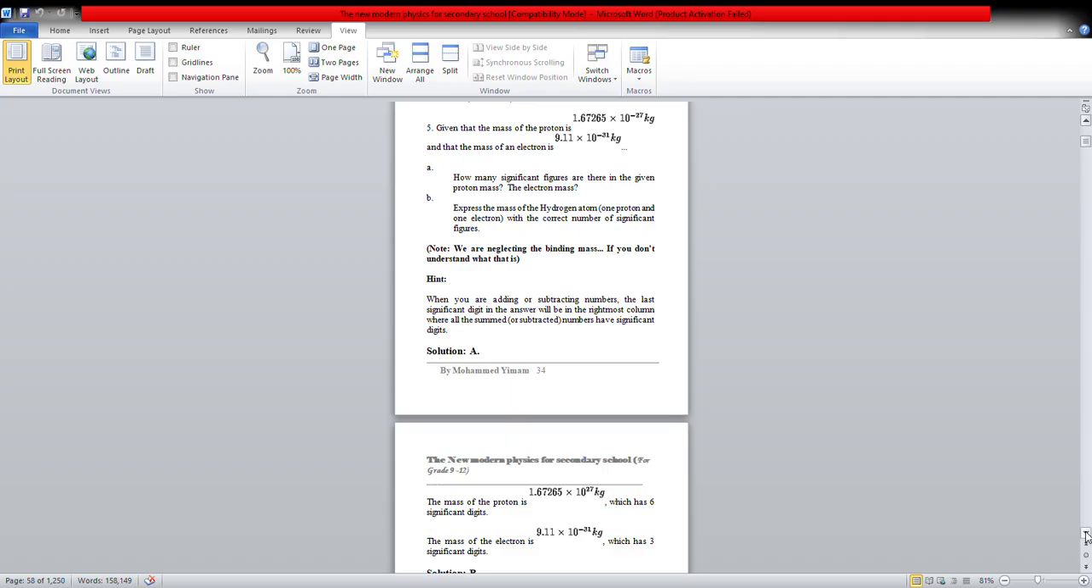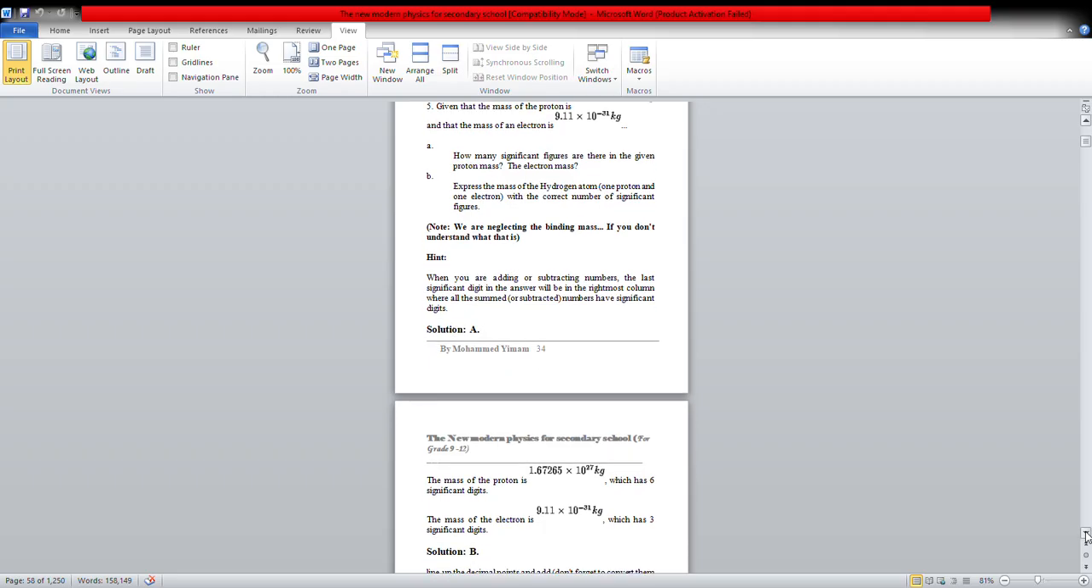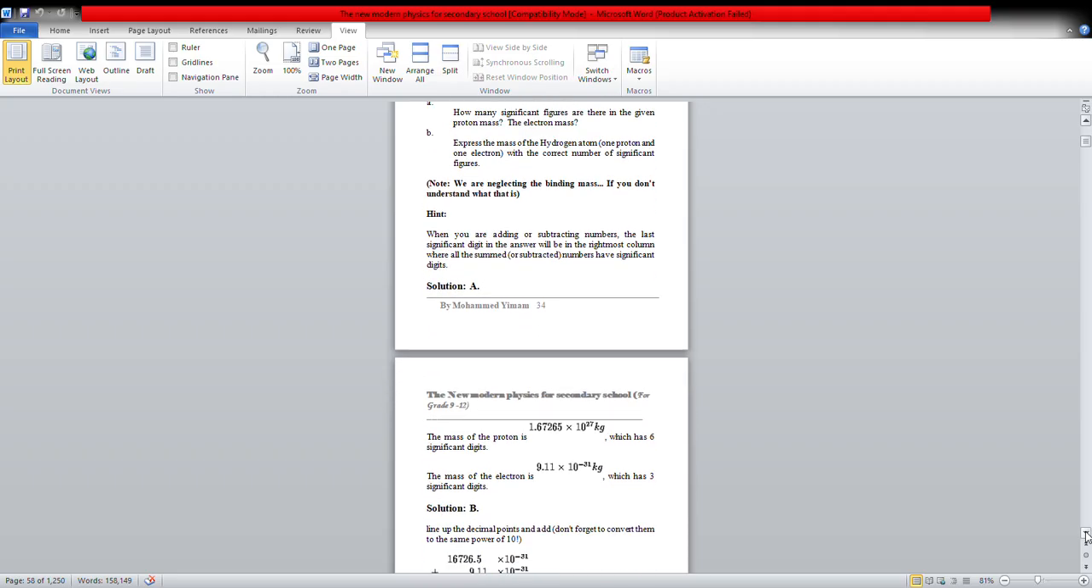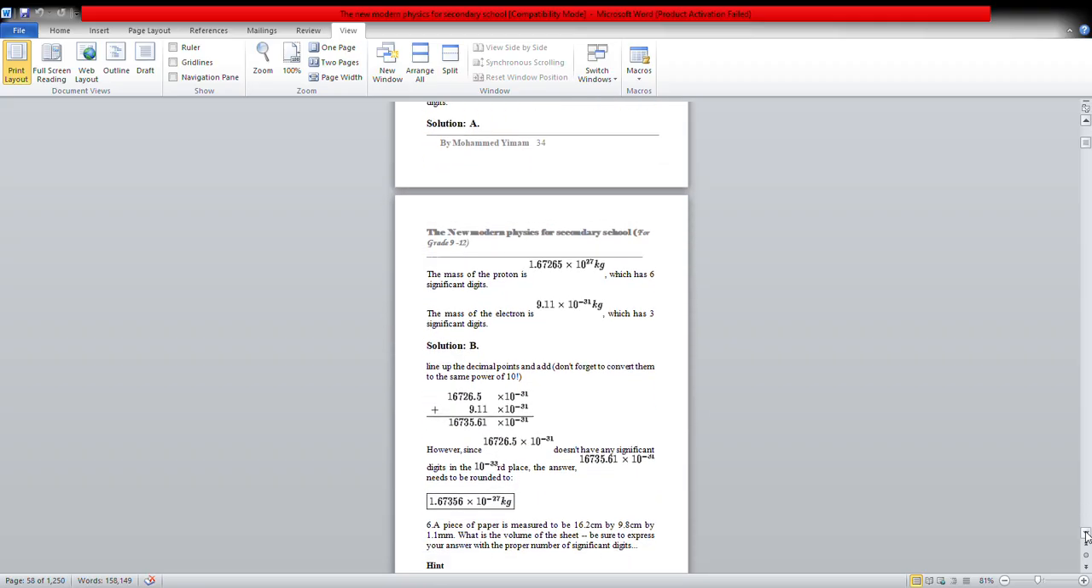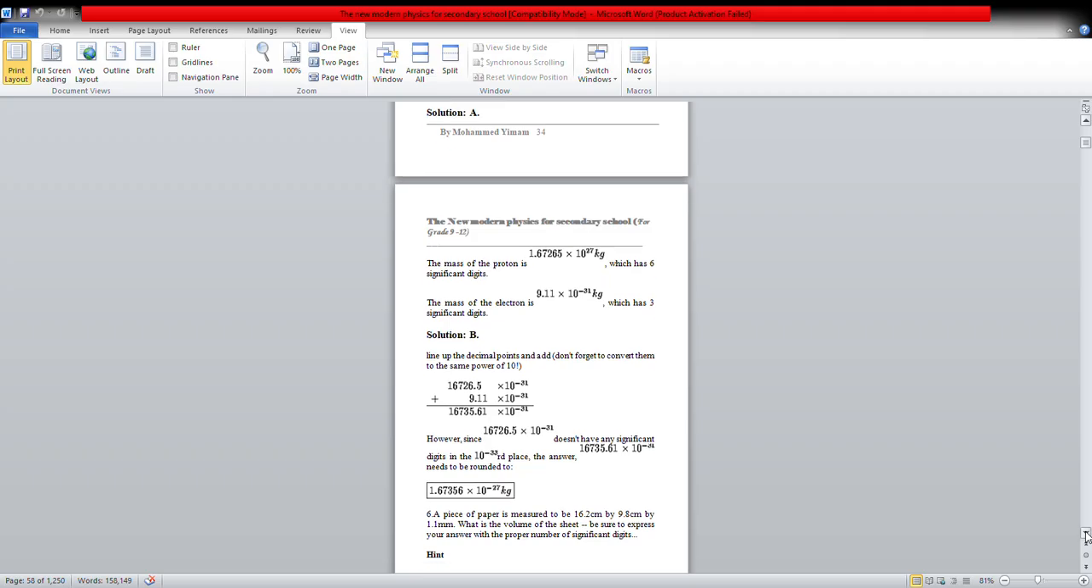If you don't understand what that is, hint: when you are adding or subtracting numbers, the last significant digit in the answer will be in the rightmost column where all the summed or subtracted numbers have significant digits. Solution A. The mass of the proton is 1.67265 times 10 raised to minus 27 kilogram, which has 6 significant digits. The mass of the electron is 9.11 times 10 raised to minus 31 kilogram, which has 3 significant digits.